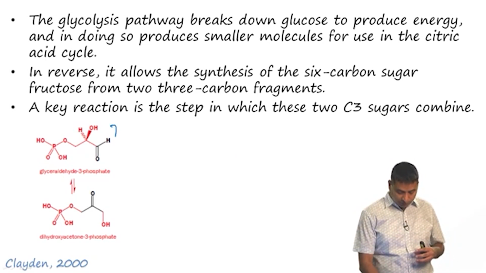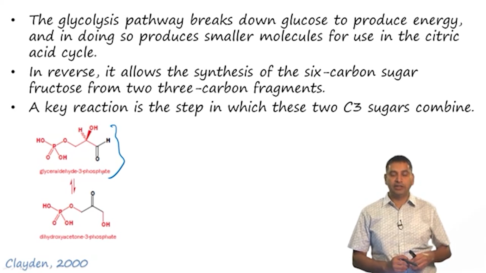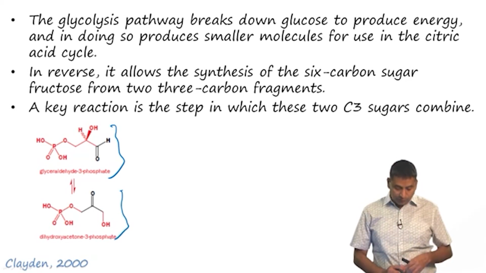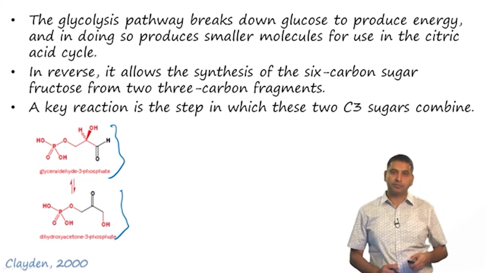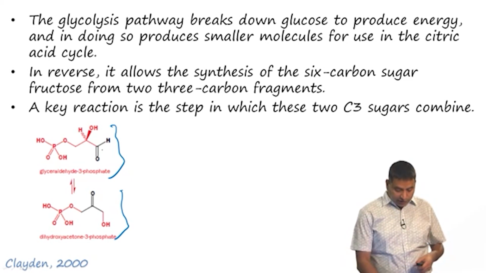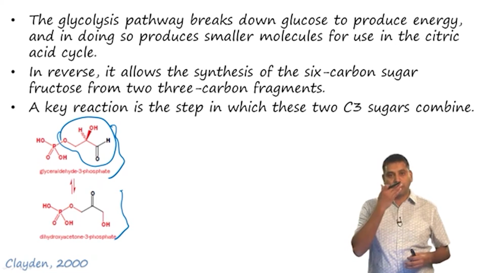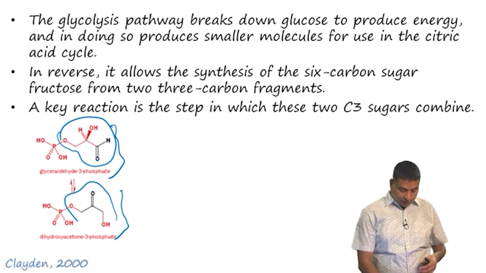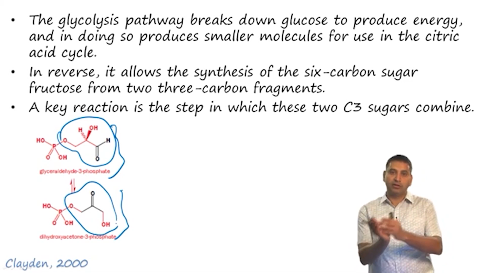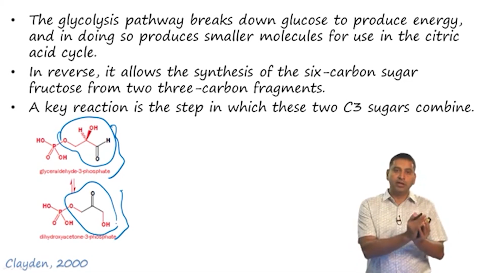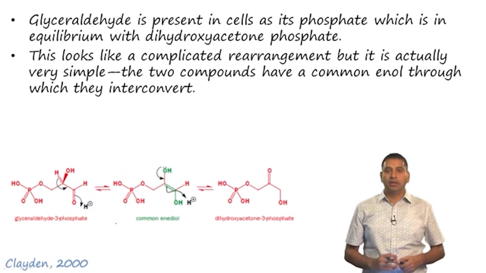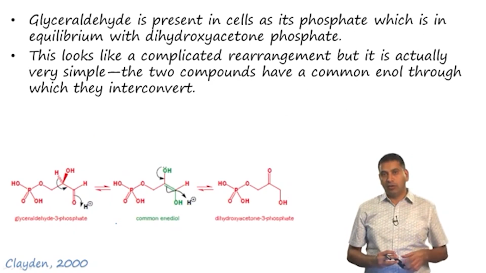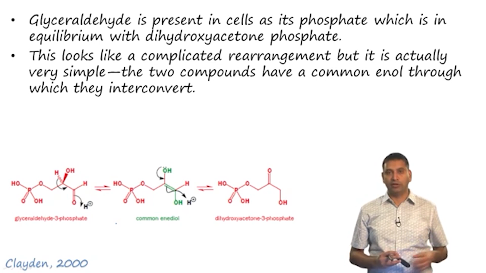So, the process that we are looking at is basically glyceraldehyde 3 phosphate producing dihydroxyacetone 3 phosphate. Okay. So, glyceraldehyde is shown here, which is basically the aldehyde or the oxidized form of glycerol, and dihydroxyacetone phosphate is shown here, which is basically the oxidation, where the carbonyl is shifted to the internal carbon. Now, glyceraldehyde is present in cells as its phosphate, which is in equilibrium with dihydroxyacetone phosphate.